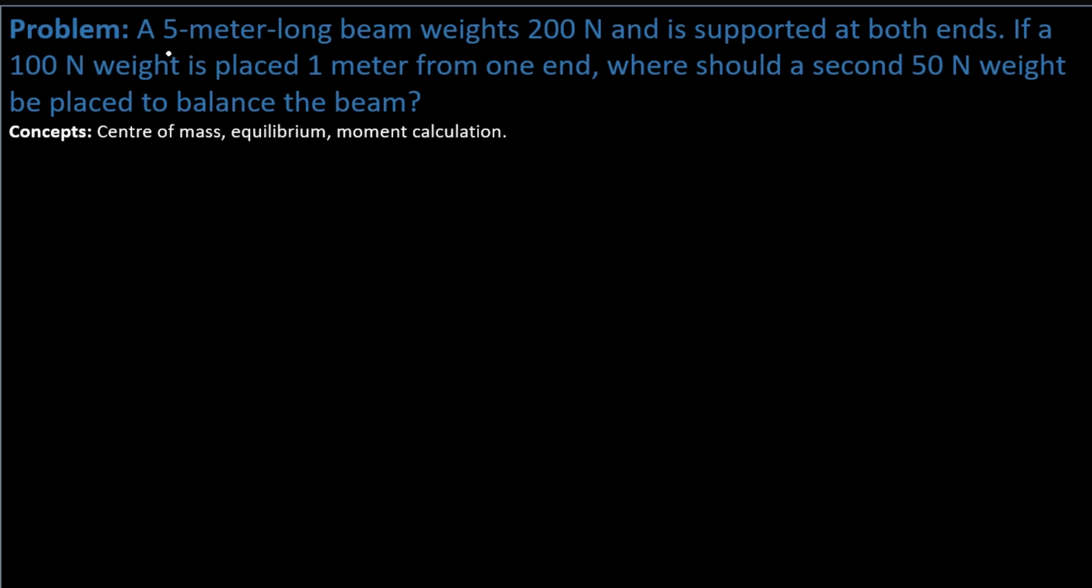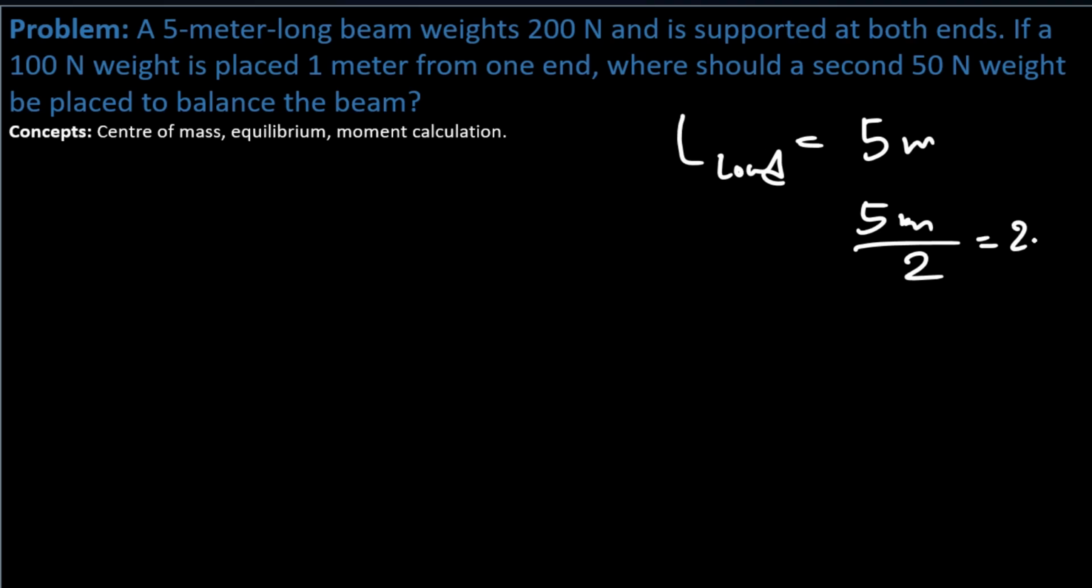So here's our second problem. A 5-meter long beam weighs 200 Newton and is supported at both ends. If a 100 Newton weight is placed 1 meter from the end, where should a second 50 Newton weight be placed to balance the beam? So here is the 5-meter long beam, the load. 5 meter divided by 2 equals 2.5 meter.